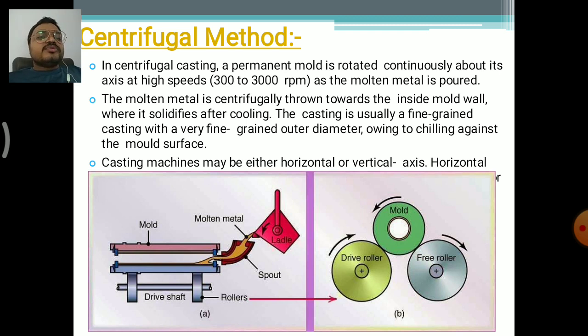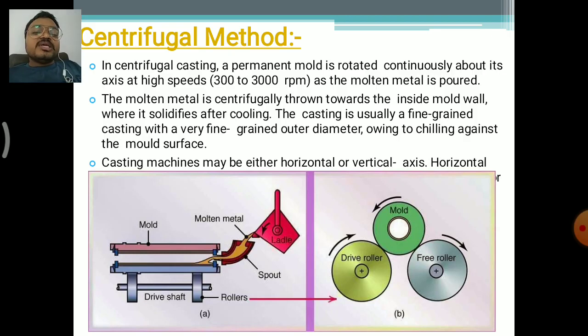We can use up to 3000 rpm, which is very high, and the molten metal is centrifugally thrown towards the inside mold wall, which is a rotating cylinder, where it solidifies after cooling. The casting is usually a fine-grained casting with a very fine-grained outside diameter, owing to chilling against the mold surface. The mold surface here is using very thin sections.